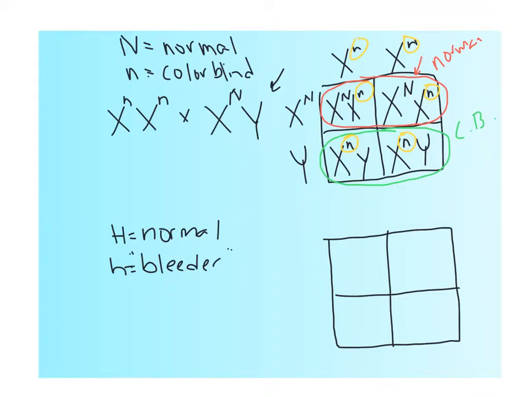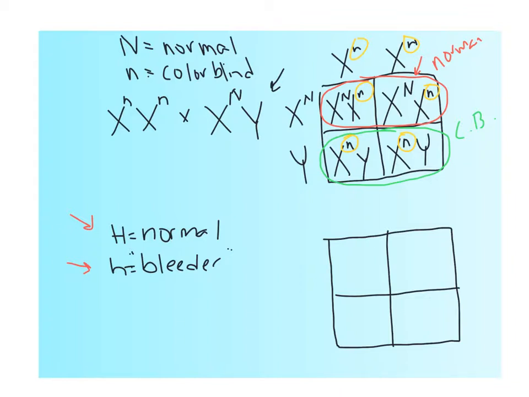Now we'll try one on the bottom. This is going to be for hemophilia. Now we're going to use H. Big H is normal, the dominant, normal, you're not a hemophiliac. And the recessive little h is the allele for having hemophilia. We're going to cross a female that is not hemophiliac, but she is a carrier. She does carry the recessive bleeder, quote unquote, allele. And we're going to cross that with a totally normal male.